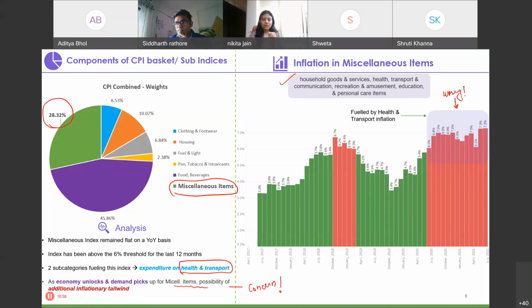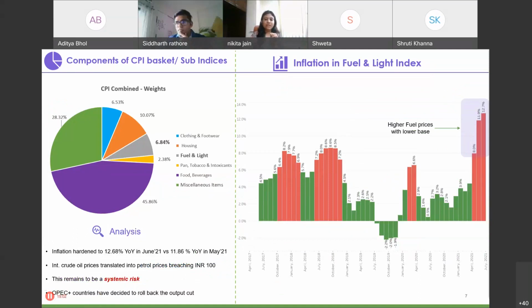Now, talking about the third important sub-index of the CPI basket, which is the fuel and light index. The contribution of fuel and light in the CPI basket is around 6.84%, which is around 7%. If you see the last 3 months on the right-hand side in the graph, it shows how this has risen. This hike has been tremendous in the last 3 months. Inflation even hardened to more than 12% in June on a YOY basis for the fuel and light index.